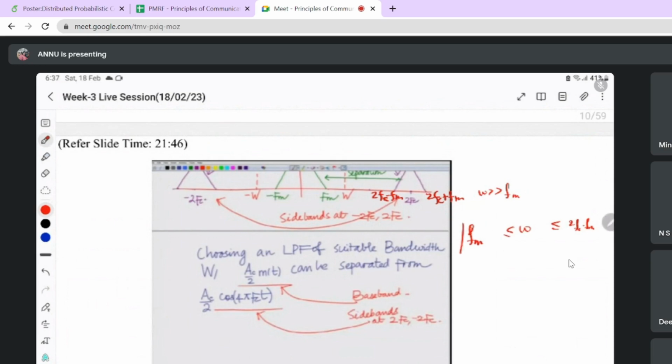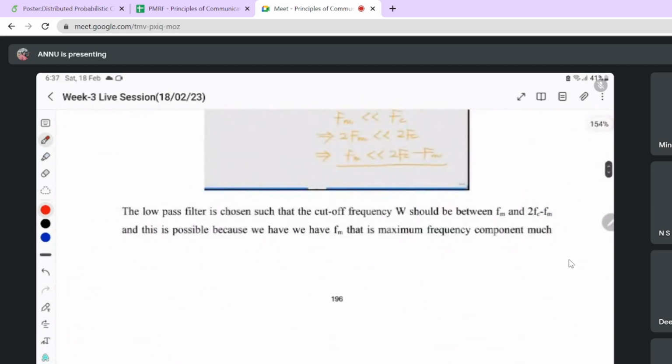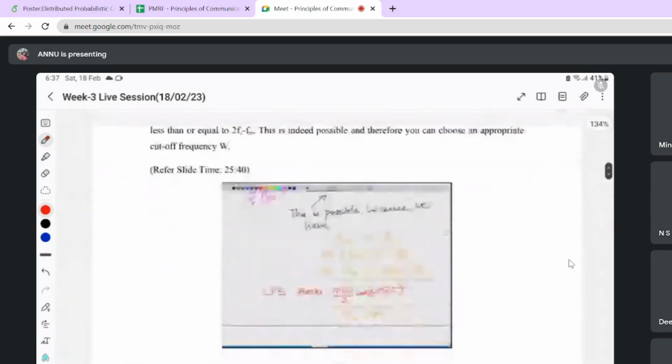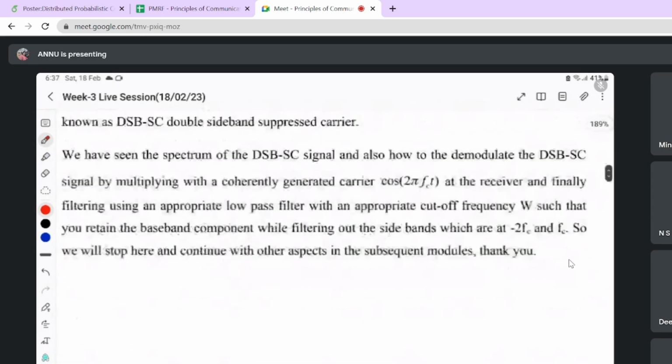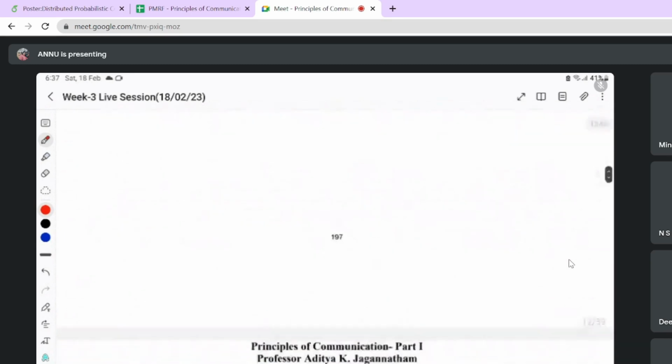So here W should be chosen carefully. But later we will see the envelope detector, which is also very important. So the low pass filter blocks this one at 2 fc.